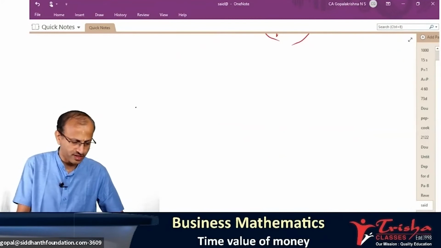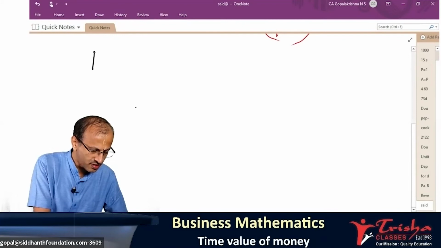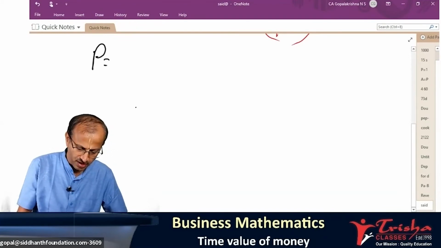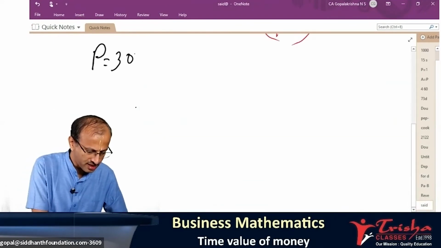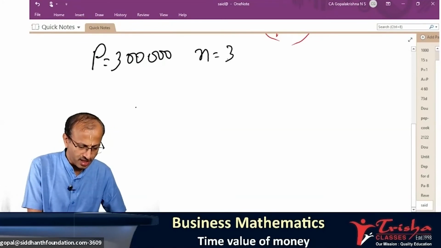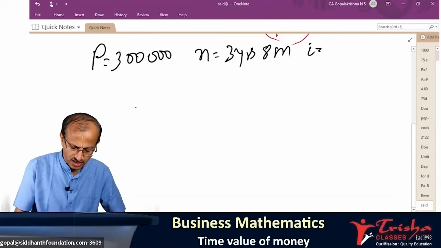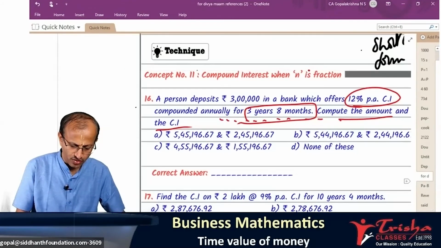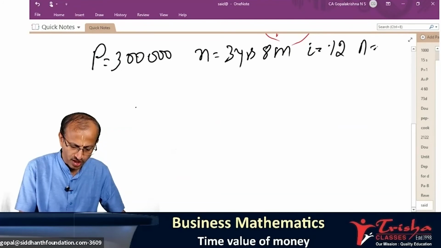Okay. We will work it out. P how much? It is 3 lakh. P 3 lakh. N is equal to 3 years 8 months. I is equal to 12%. Amount is what? CI is what?